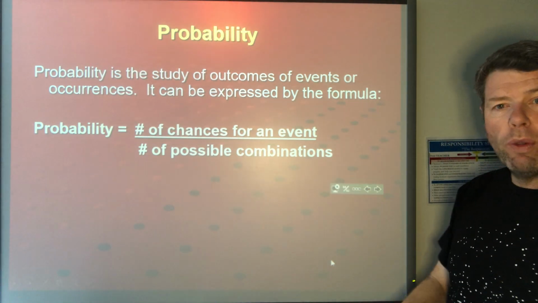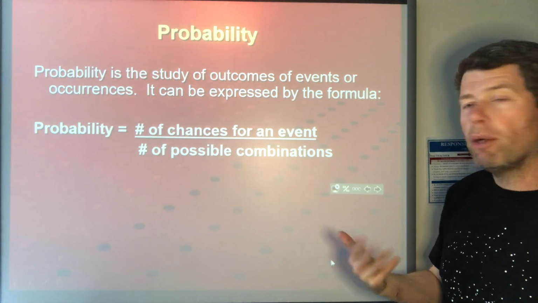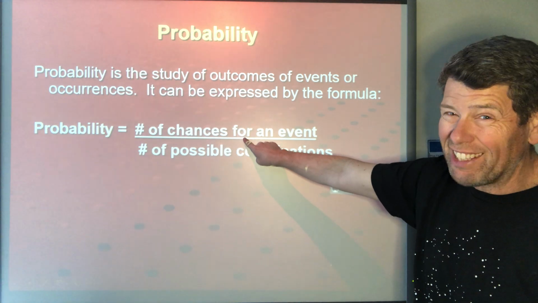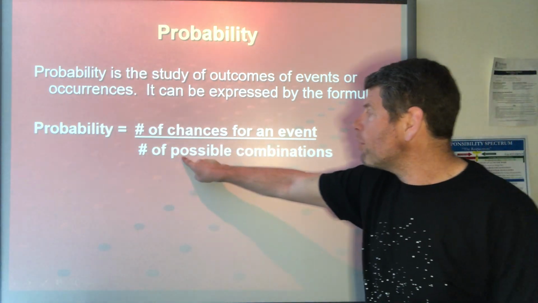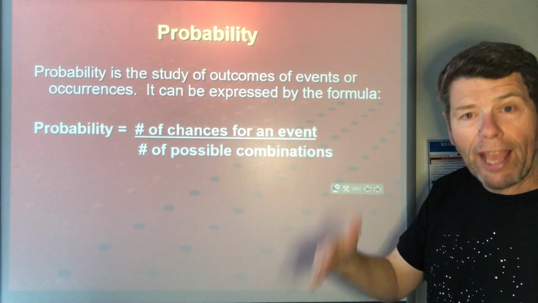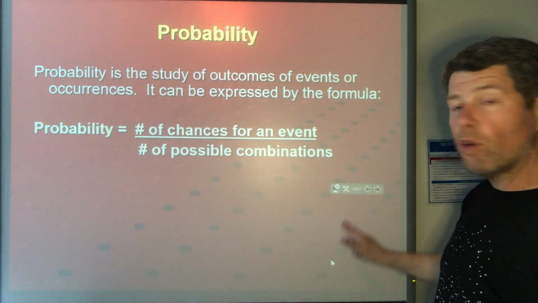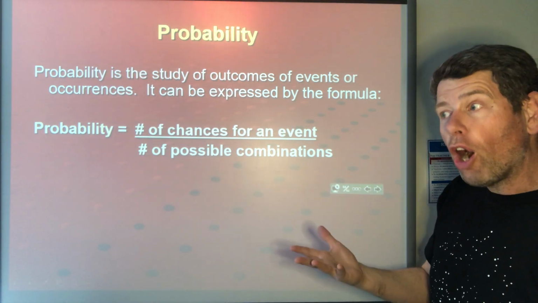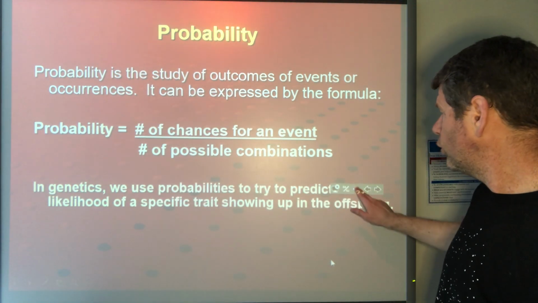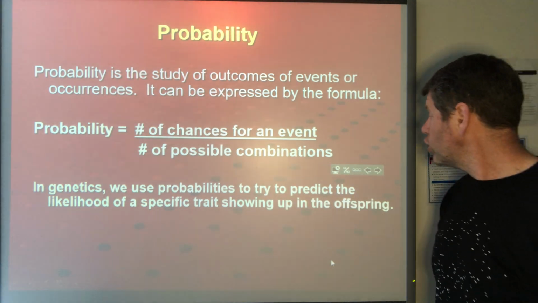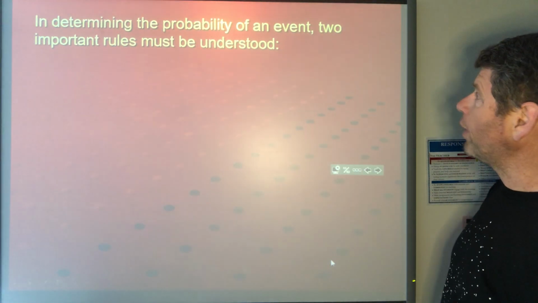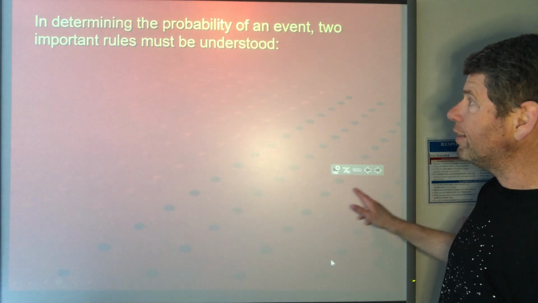So for example, if you were flipping a coin and you wanted to know what's the probability of getting heads with one flip, well, you're flipping once, so you only have one chance to get heads. And what are the number of possible outcomes? 2, heads or tails. So your probability would be 1/2. So of course, our phenotypic ratios are essentially stated as probabilities. Like I said, in genetics, we use probabilities to predict the likelihood of a specific trait or traits showing up in an offspring. So to determine the probability of an event, there's 2 important rules.